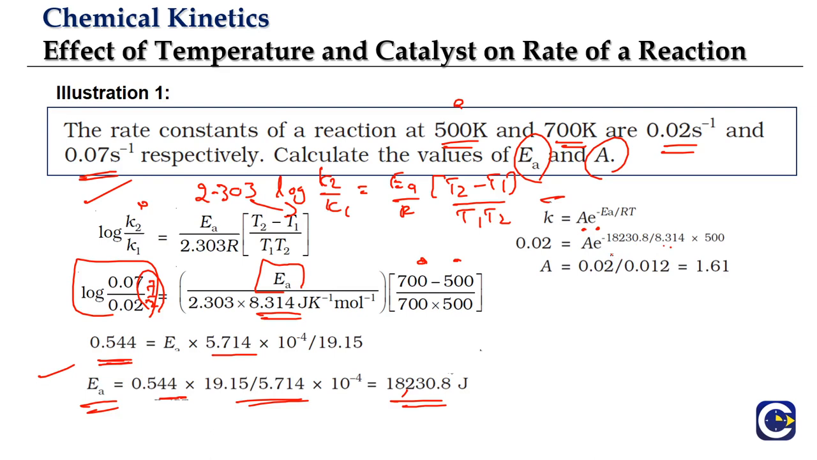Now how do we simplify the value? We will simplify it by using the logarithmic operations. If we take a log and then anti-log, we will be able to find the value of e to the power of minus 18,230.8 by 8.314 into 500. If you do the simplification, we will get the answer to be A value 1.61.